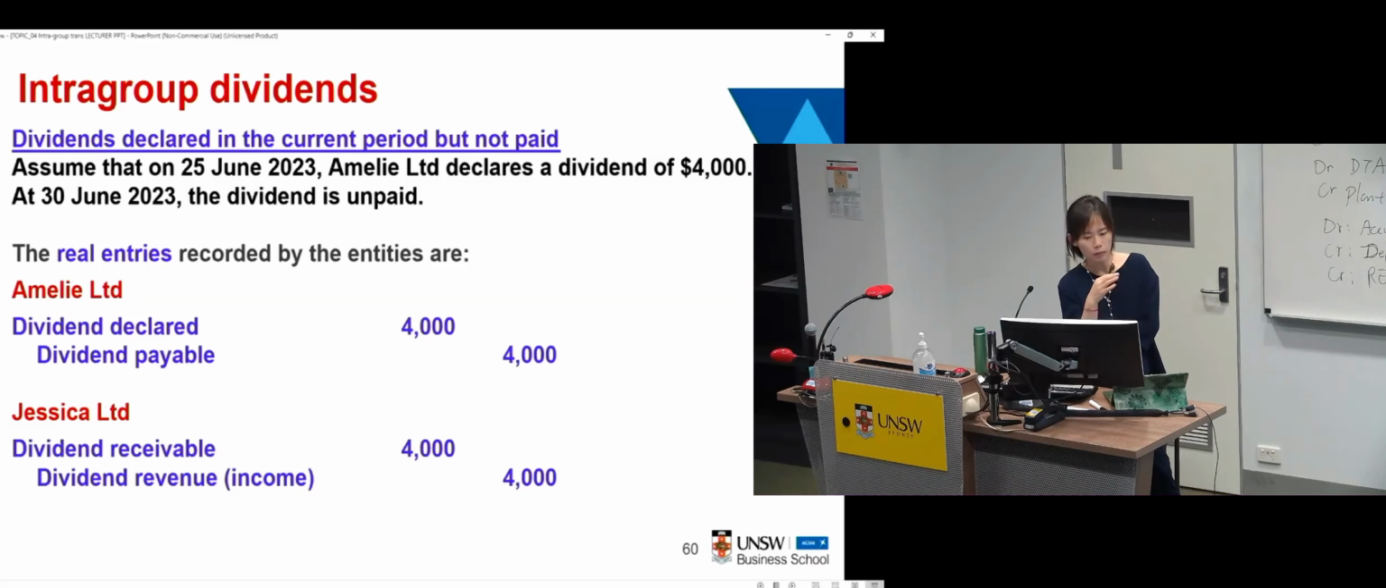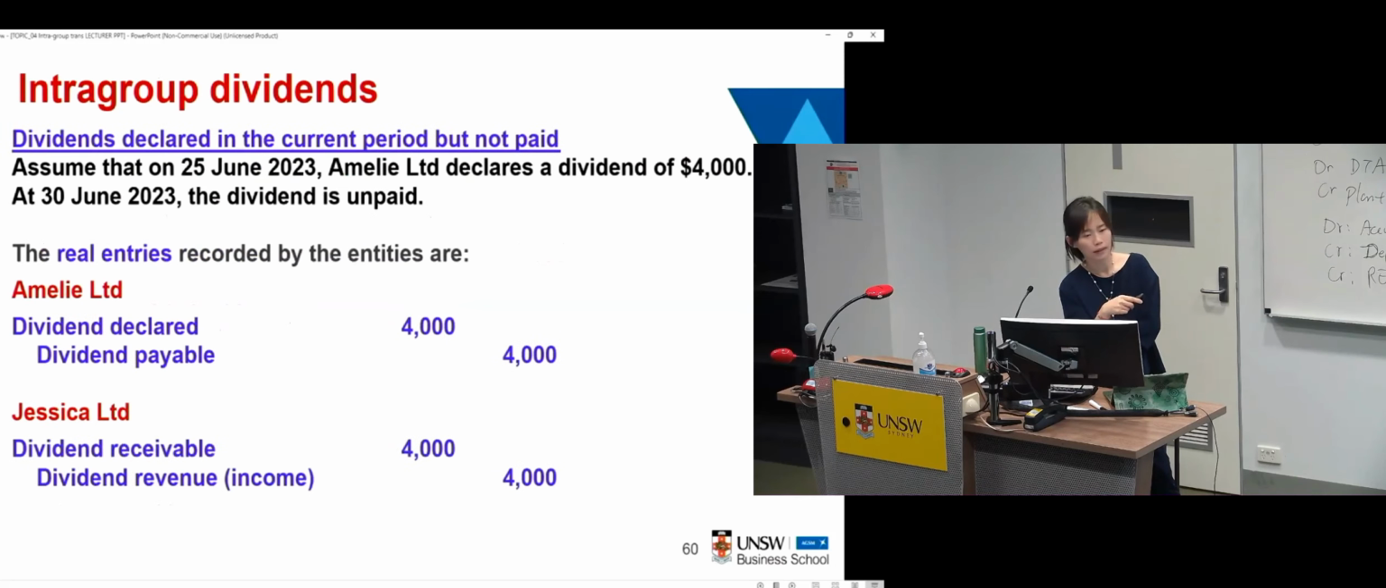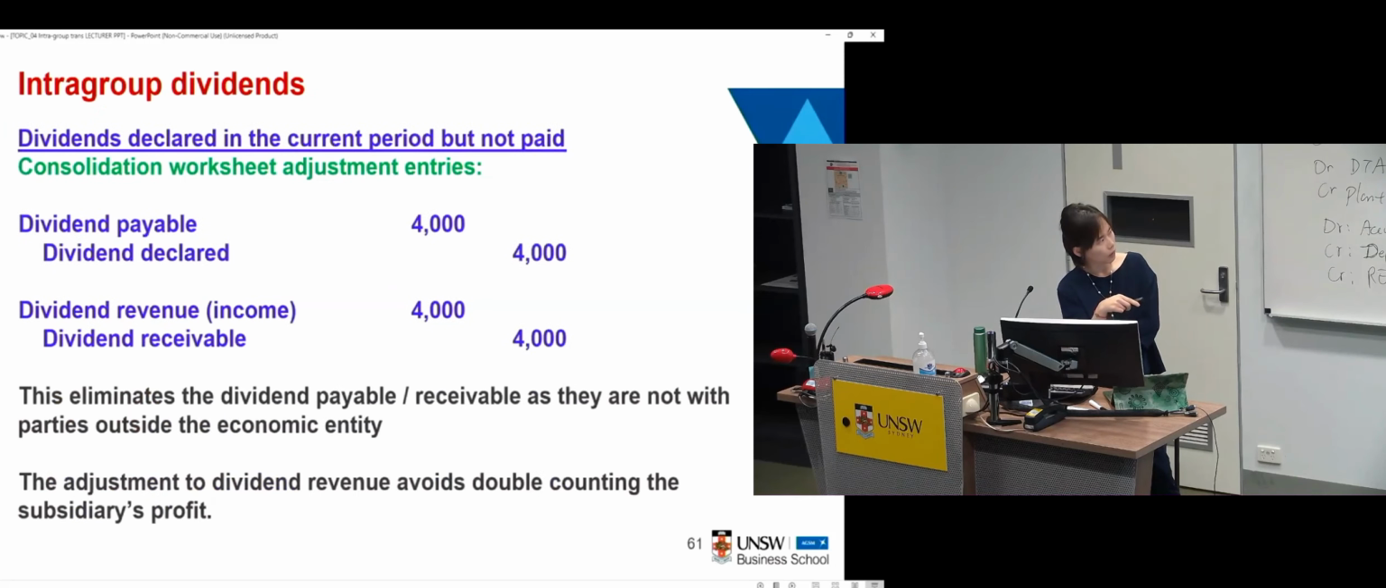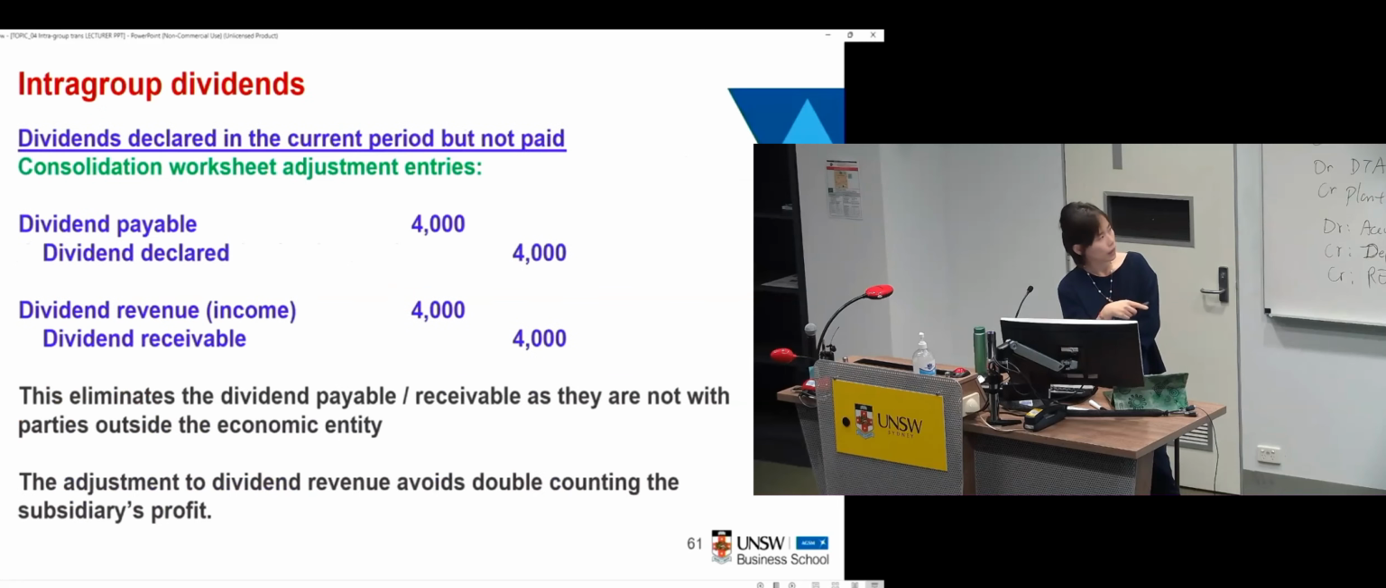Now, from the group perspective, such transactions do not exist. So we simply reverse the entry recorded by each legal entity in the worksheet. By debit dividend payable, credit dividend declared. That is reversing the entry recorded by Amelia, right? And then debit dividend revenue, credit dividend receivable. This is reversing the entry recorded by Jessica. Right. But these are notional adjustments. So these are adjustments only in the worksheet.